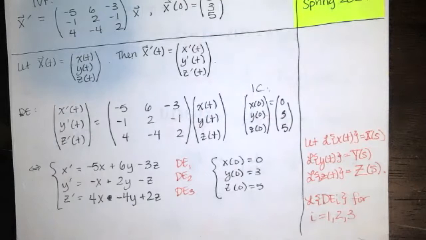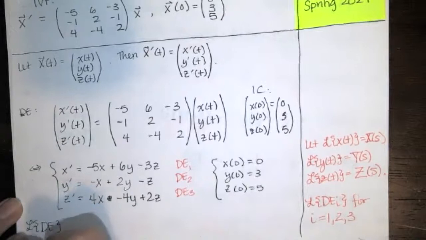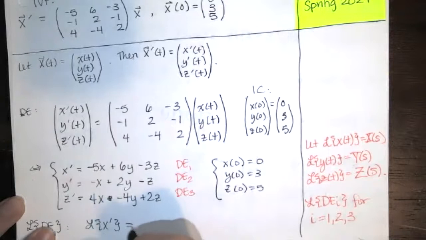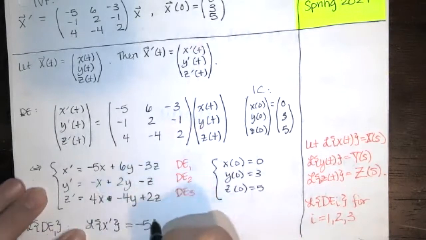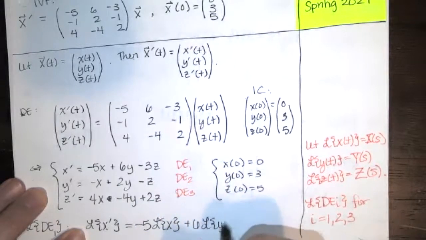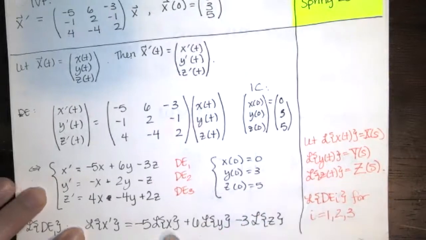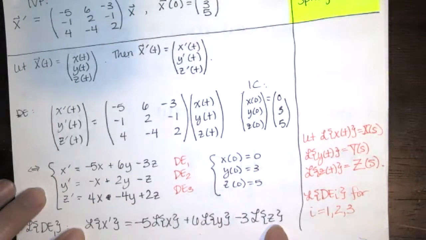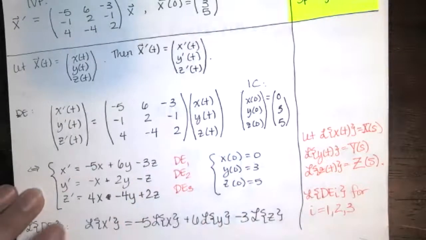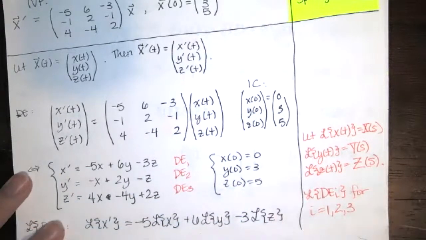Actually, let's do the Laplace transform of the first equation. Well, first we'll have the Laplace transform of x prime on this side equals -5 times the Laplace transform of x plus 6 times the Laplace transform of y minus 3 times the Laplace transform of z. Do you see that that's just going to be X of s, Y of s, and Z of s because of this definition? That's going to be the same for each of these equations. So the right-hand side is going to be really easy, but the left-hand side is just a little bit more involved.